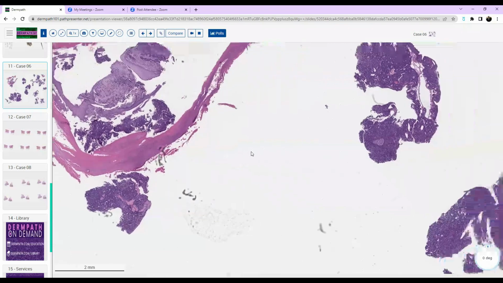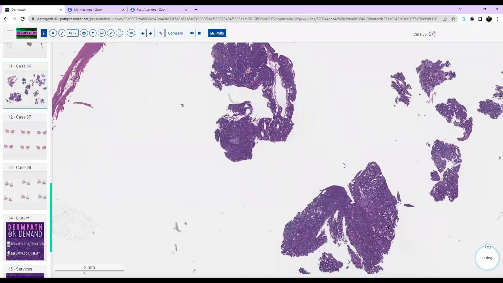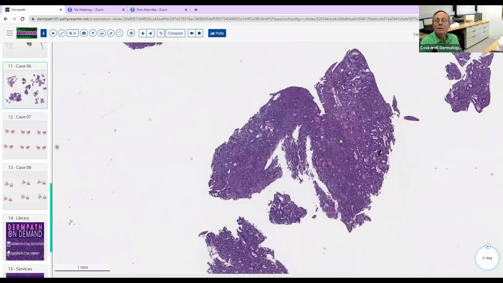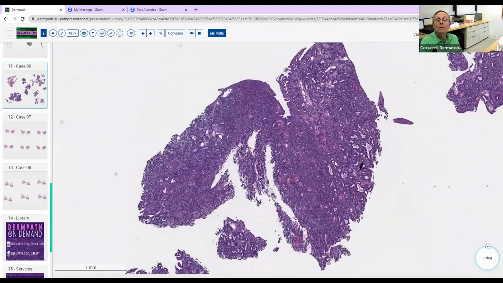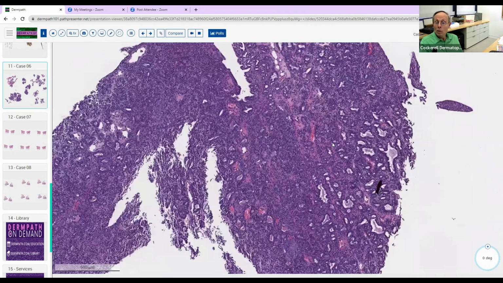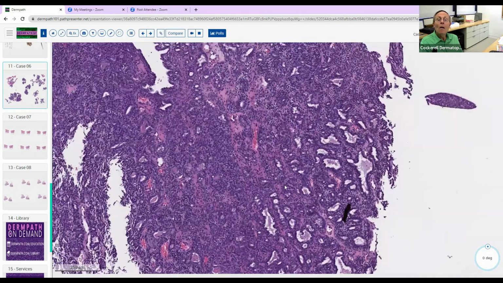Just looking at it from lower power, I see all these sheets of cells. I was thinking neoplastic category. Good. See these slits punctuating these sheets of cells. So thinking possible glandular, so epithelial differentiation. Good. So epithelial, glandular, good. So you're moving in the right direction, near volar skin.